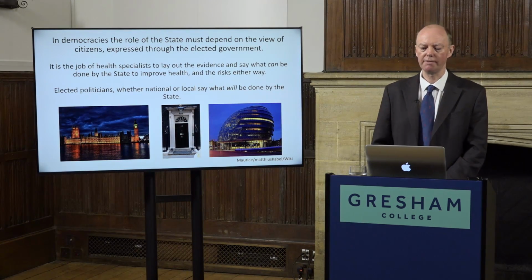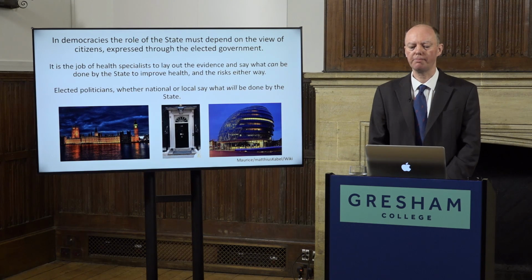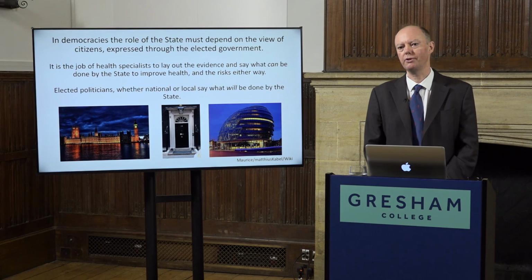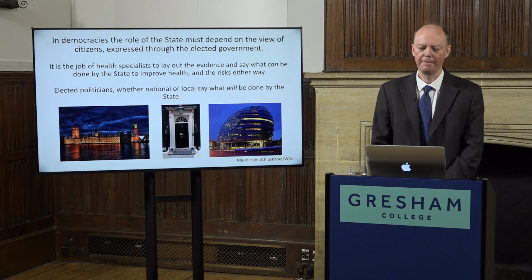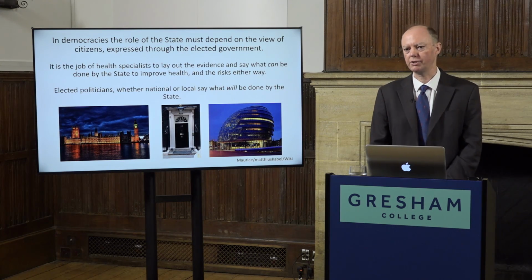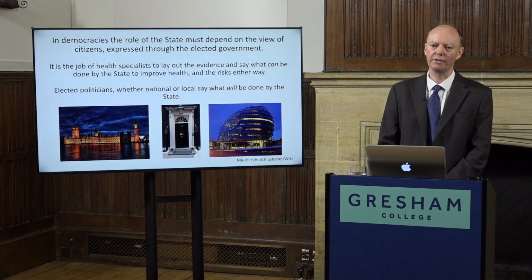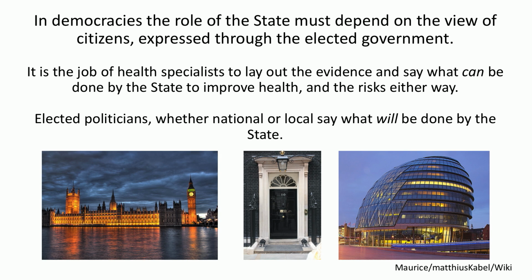Now, in democracies, the role of the state must depend on what citizens want the state to do. And this is expressed through their elected government. And it's the job of people like myself, directors of public health in local authorities, in local government, and others, to lay out the evidence and say what can be done by the state to improve health, and the risks either way, of doing things and not doing things. It is absolutely the role of elected politicians, whether they're the elected government of the day, whether it's parliament, or whether it's local government, to decide what should be done by the state.